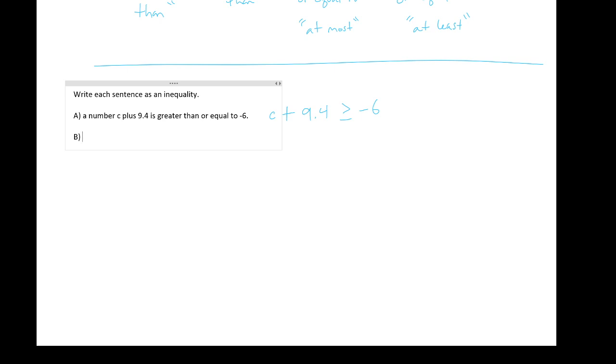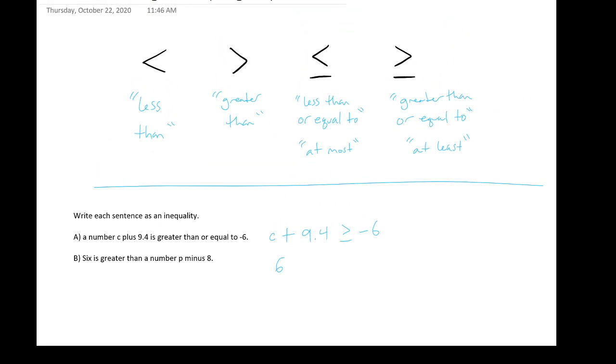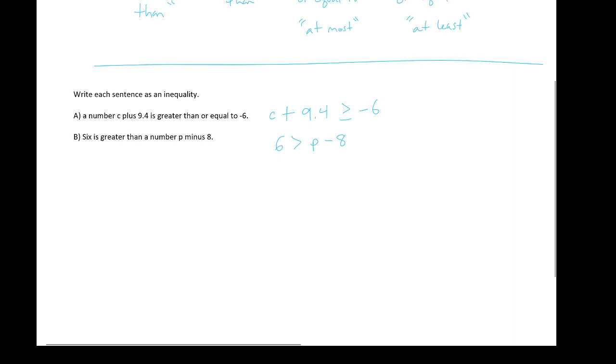Another problem. 6 is greater than a number P minus 8. Well, again, the number 6, greater than, right over here, so we're going to use that symbol. And then a number P, so we just use the variable P, minus 8. Done. Quite straightforward.